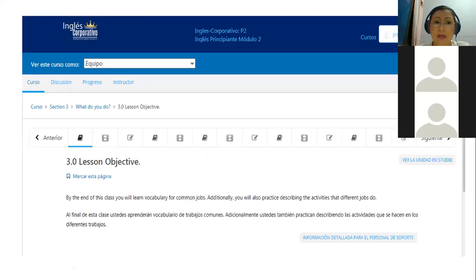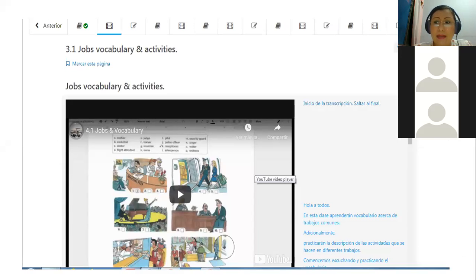So for today, we are going to advance with the 3.0 lesson objective that says, by the end of this class, you will learn vocabulary for common jobs. Additionally, you will also practice describing the activities that different jobs do. So that's what we are going to do tonight. And on the platform, you can find the 3.1 jobs, vocabulary, and activities. So you can play, you can watch, you can listen, and you can repeat the vocabulary you can find there in order to improve your pronunciation, to expand your vocabulary, and also to feel more comfortable by practicing the new vocabulary you can find there.